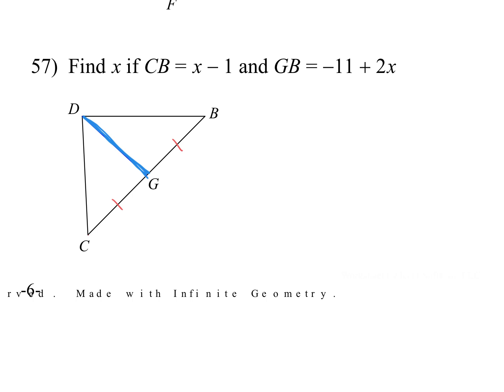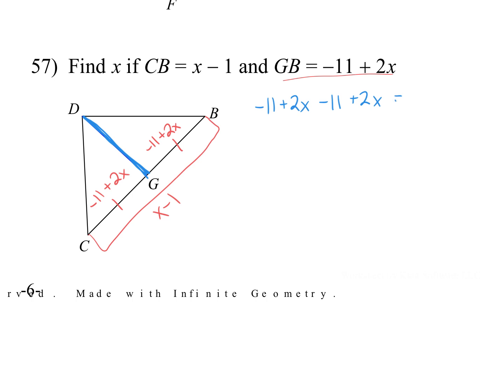So in the directions, it says CB, this whole thing here, is equal to x minus 1. And then it says GB is negative 11 plus 2x. What else do I know about that picture? Yep, CG is also negative 11 plus 2x. So, very similar to one we did on number 52. How do I set this up? Yep, adding up these two and then equaling it to the whole thing.